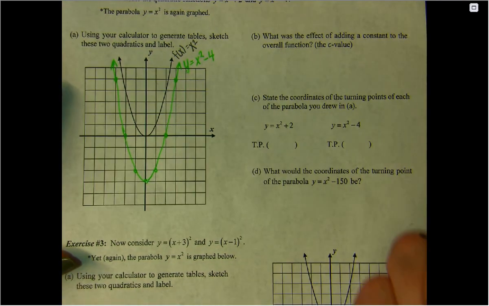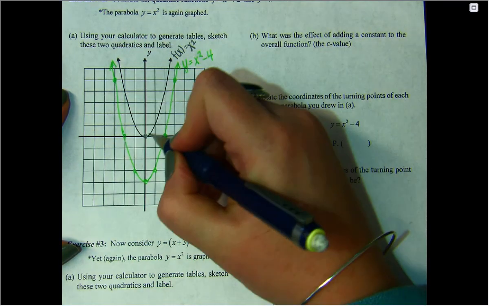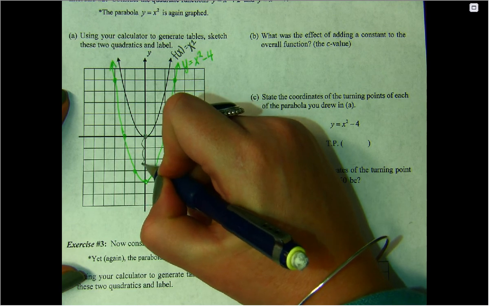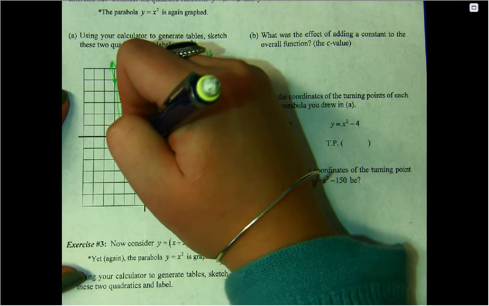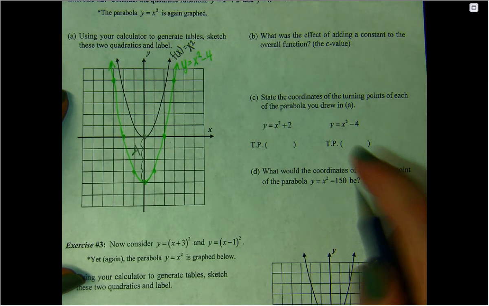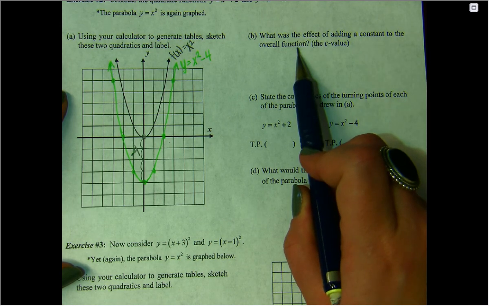So like we did before, this is the turning point of this one. If I wanted to match the turning point of this one, I would go down 1, down 2, down 3, down 4. So this, I don't have to shift right any. I just have to go downwards 4. So what was the effect of adding a constant to the overall function?